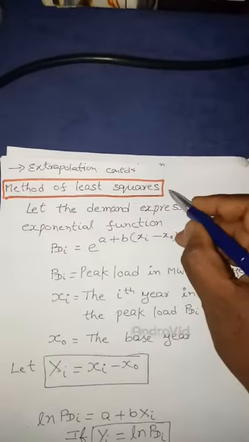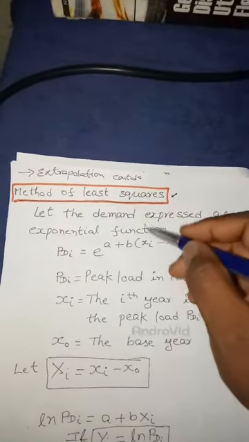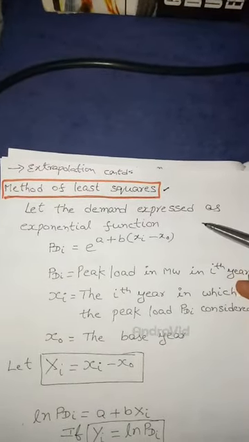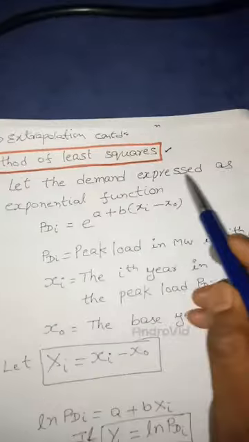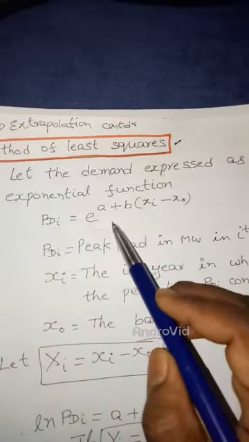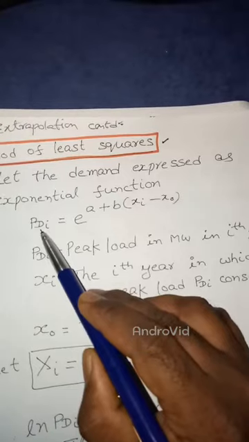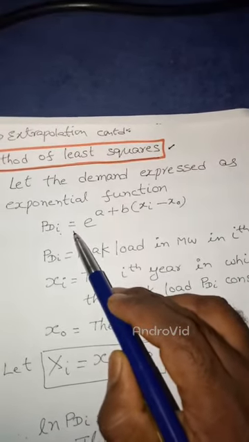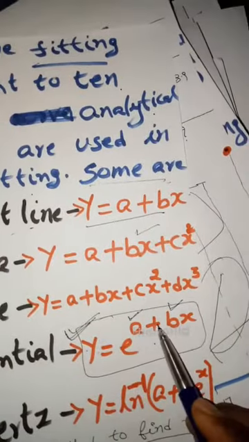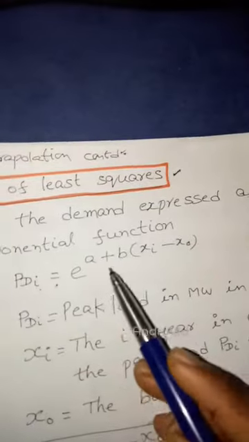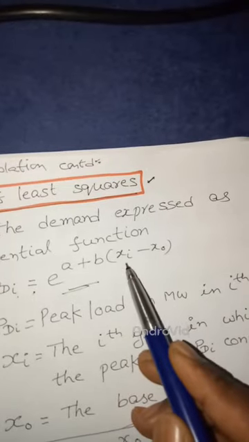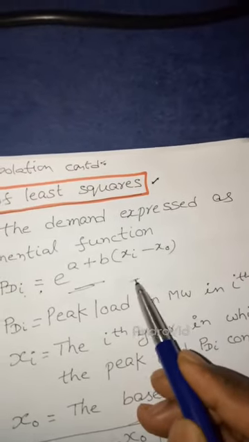Before going to the definition, first draw the curve, and as I told you, normally the curve will be exponential. Let the demand be expressed as an exponential function, that is, power demand of the ith year is equal to, what is the curve for the exponential, e power a plus b, and this x I am writing as xi minus x0.